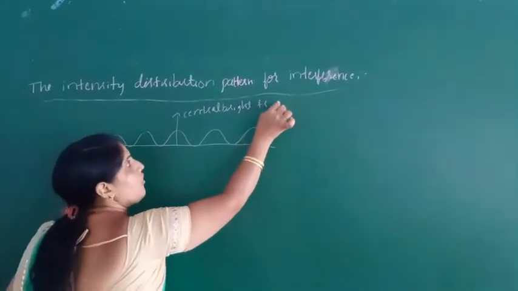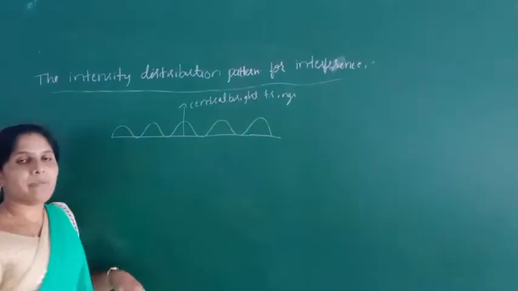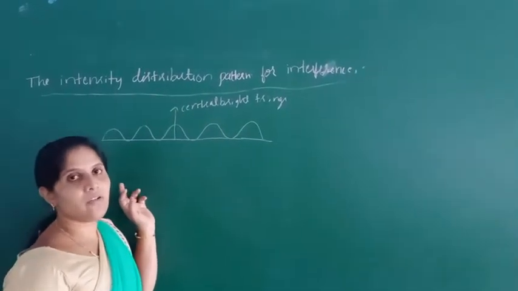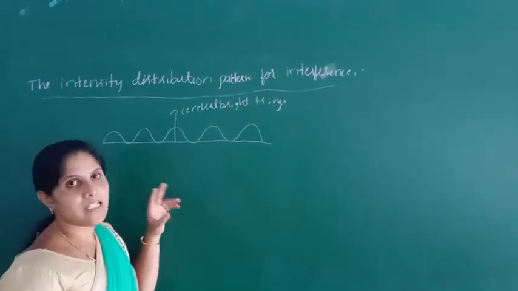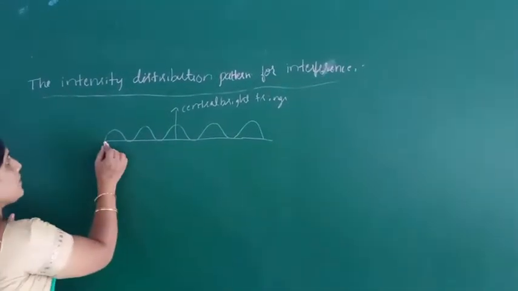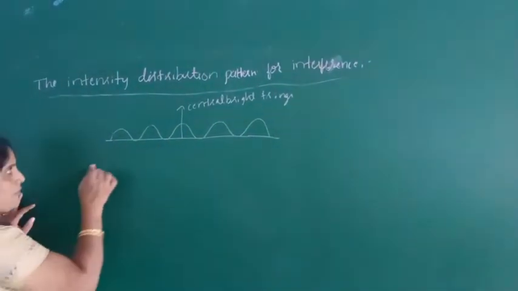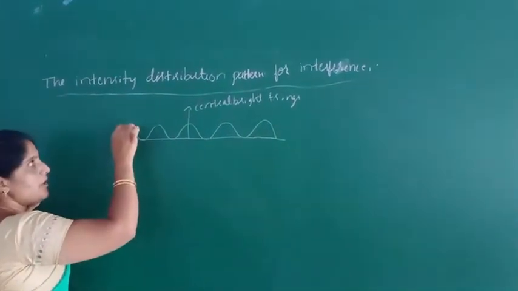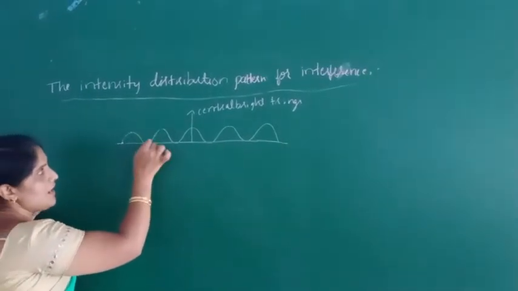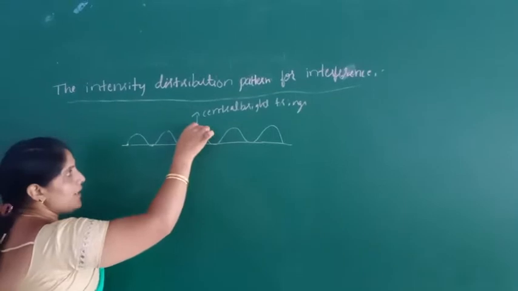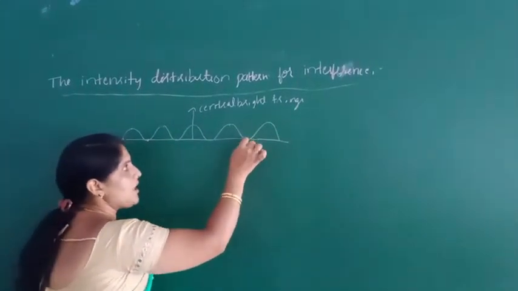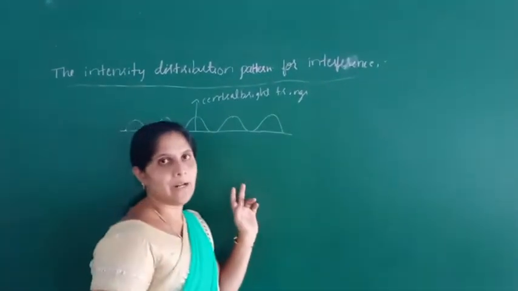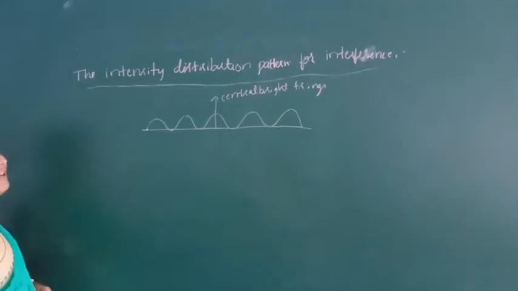We know that for an interference pattern we get alternate bright and dark fringes. Bright fringe is due to constructive interference and dark fringe is due to destructive interference. For bright fringe, amplitude is maximum. So for dark fringe, amplitude is minimum. So this is the minimum amplitude point, so this is the dark fringe. This is the maximum amplitude point, therefore this is the bright fringe. Again, this is dark, this is bright. This is dark, this is central bright. Again, dark, bright, like this. So this is the intensity distribution pattern for interference.